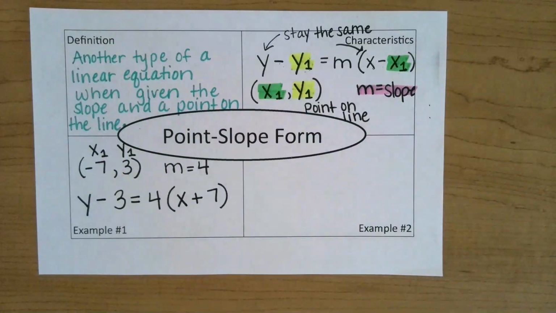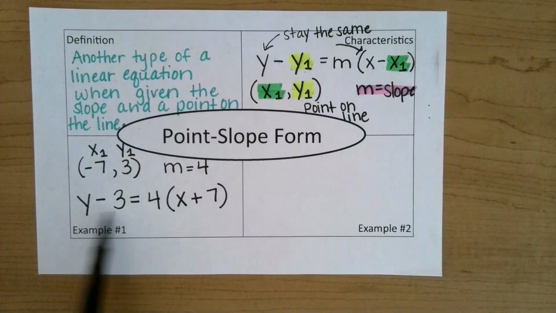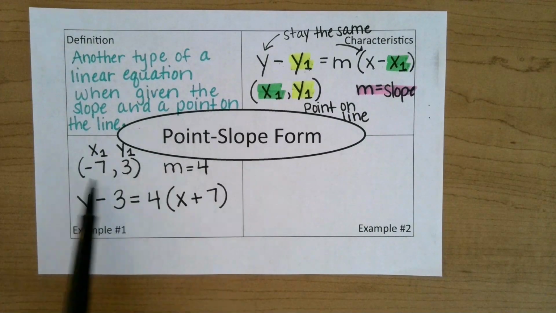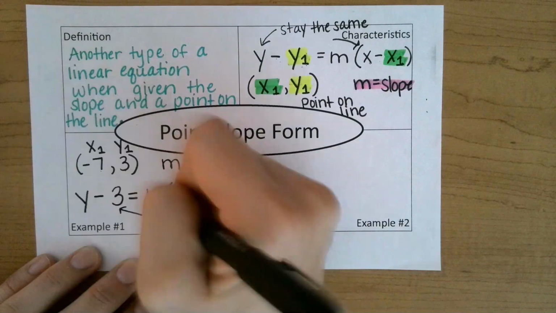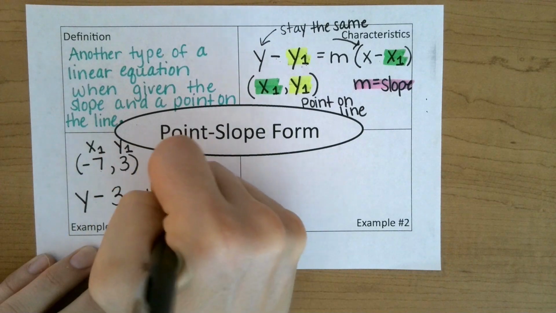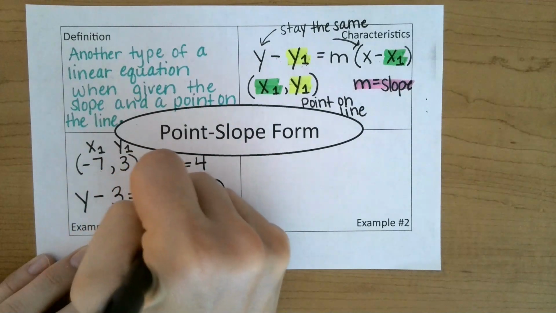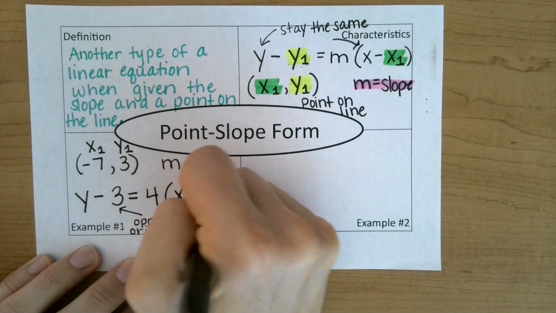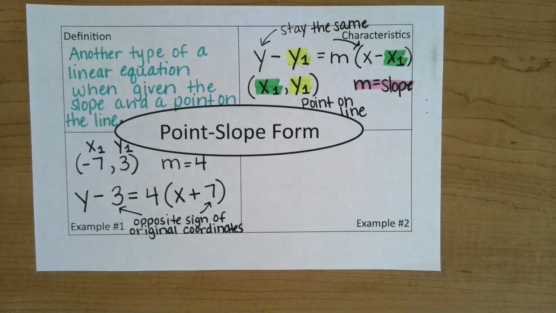What helps me remember, and it might help you, is that it's going to be the opposite sign. If this is positive 3 for our y value, we're going to put minus 3. Think of that as negative 3. And if it's negative 7, we're going to put plus 7. If you want to make a note: opposite sign of original coordinates. If the coordinate is negative, we're going to add it. If the coordinate is positive, we're going to subtract it. So it's just the opposite sign.